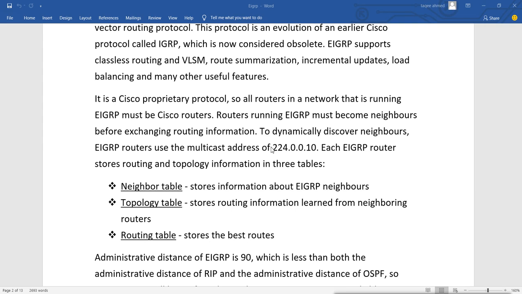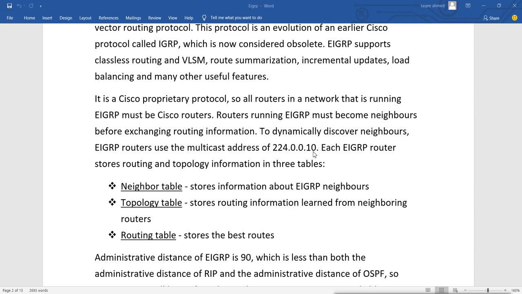Then they can send the routing information. Now to dynamically discover neighbors, EIGRP routers use the multicast address 224.0.0.10. On the other hand, OSPF uses two multicast addresses, one for DR and the other for non-DR routers, which are 224.0.0.5 and 224.0.0.6. But EIGRP uses only a single one because no election happens here.